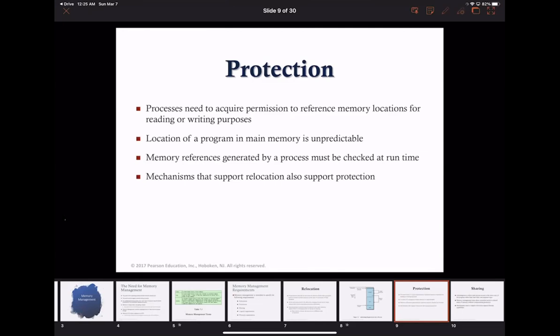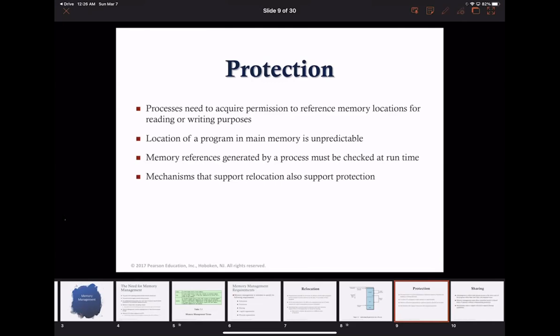The reason for this hard task is because the location of a program in main memory is unpredictable, and it's impossible to check absolute addresses at compilation time to assure protection. In addition, most programming languages allow the dynamic calculation of addresses at runtime, not compilation time, which makes it even harder. That means all the memory references generated by a process must be checked at runtime to ensure that they refer only to the memory space allocated to that process.